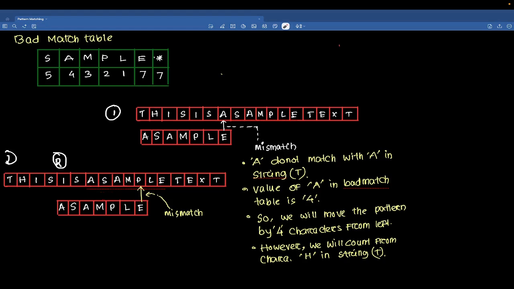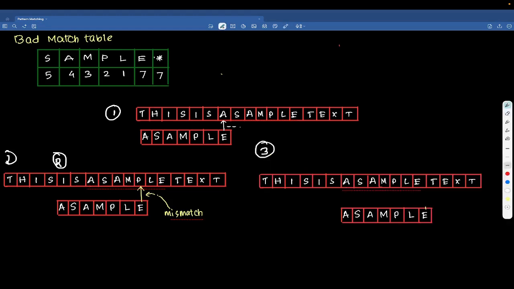In order to do that, since we have taken this one for comparison, we'll count from the next character: this is 1, this is 2. Next time, in the third iteration, the first character of the pattern, which is A, will be placed under the character A of the main string. So this is the new placement in iteration 3.